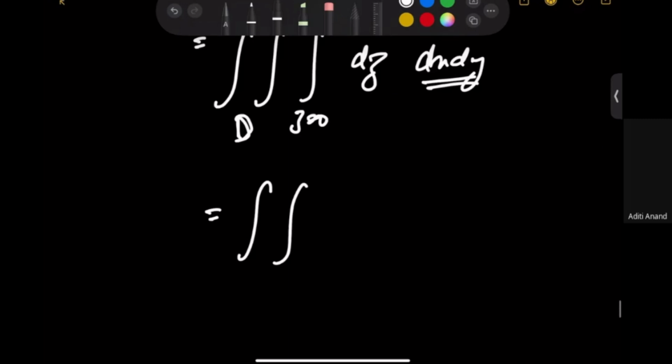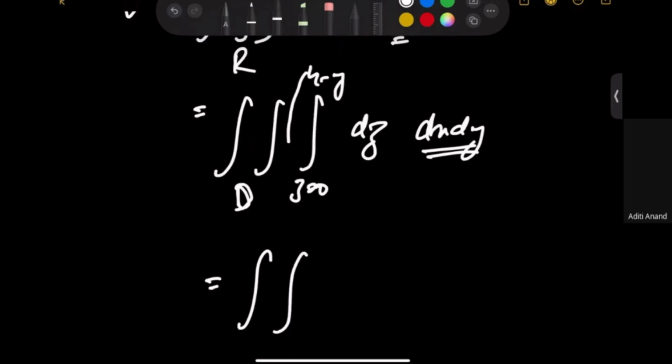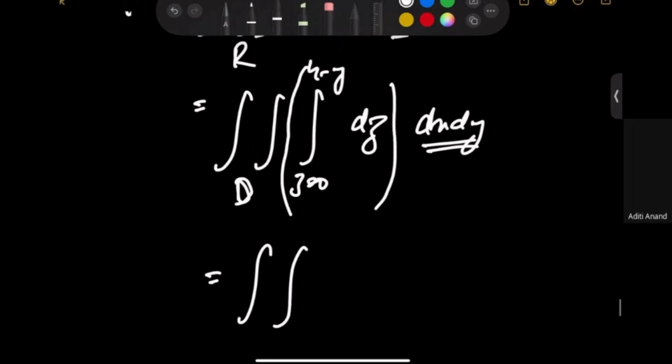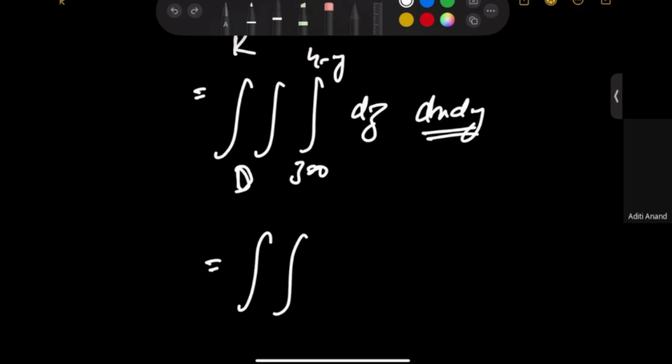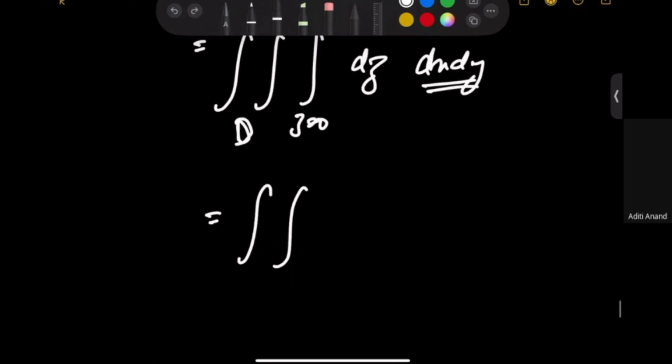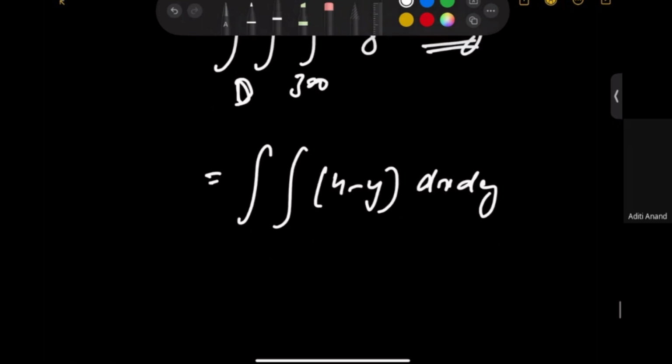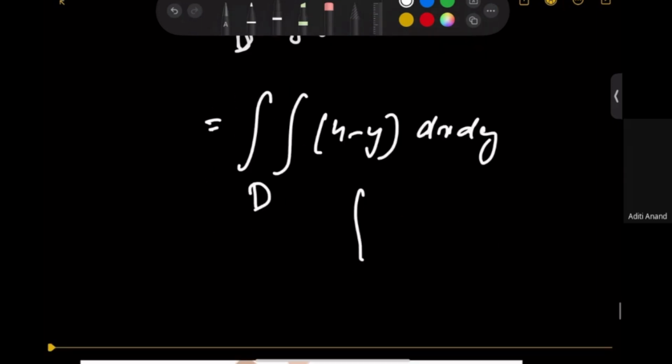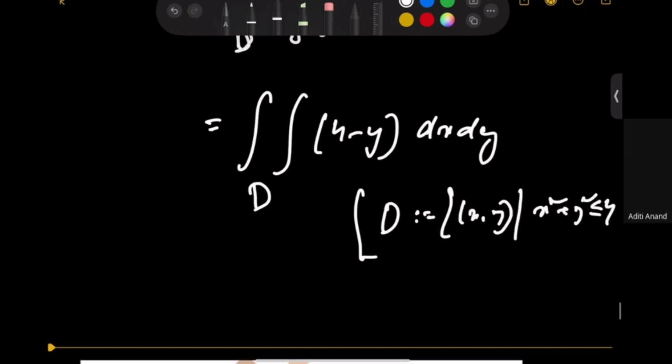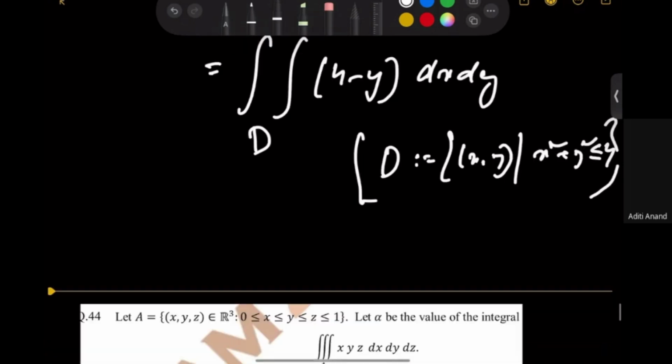So that is z. If you do this innermost integral, you'll get 4 minus y dx dy over D. D is just (x, y) such that x squared plus y squared less than or equal to 4. This I have taken out from the question.